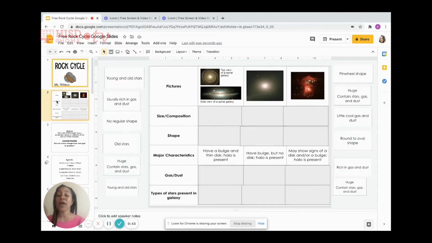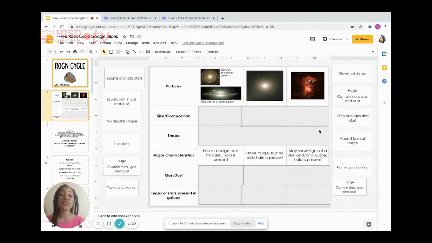So our warm-up activity for this week is a graphic organizer on the three main galaxies that we discussed last week. The first column represents spiral galaxies. The second column represents elliptical galaxies, and the third column represents irregular galaxies. So again, that is spiral, elliptical in the middle, and irregular as our last column. So we're going to fill in the information about each galaxy.